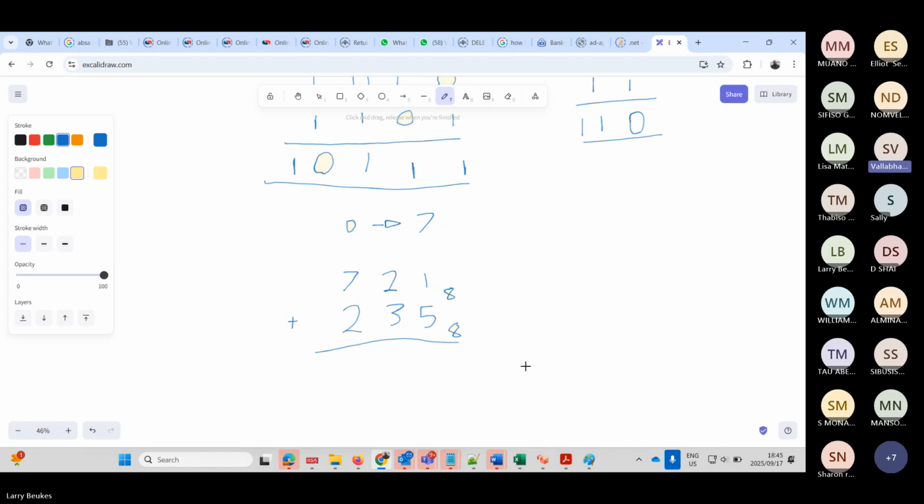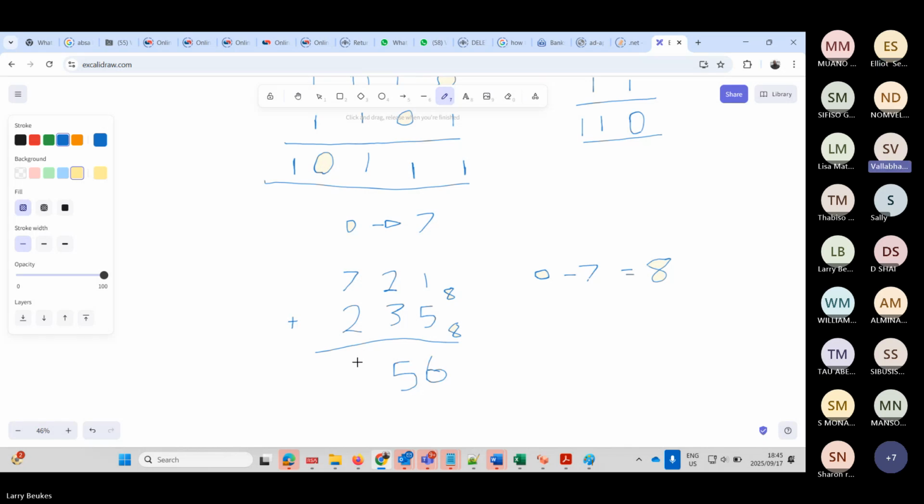So 5 plus 1, because in octal, the digits 0 to 7 will be the same. But when you say 8, then it changes to 10. So 5 plus 1 will be 6. 2 plus 3 will be 5. And 7 plus 2 is 9. So 9. Then in octal 9.